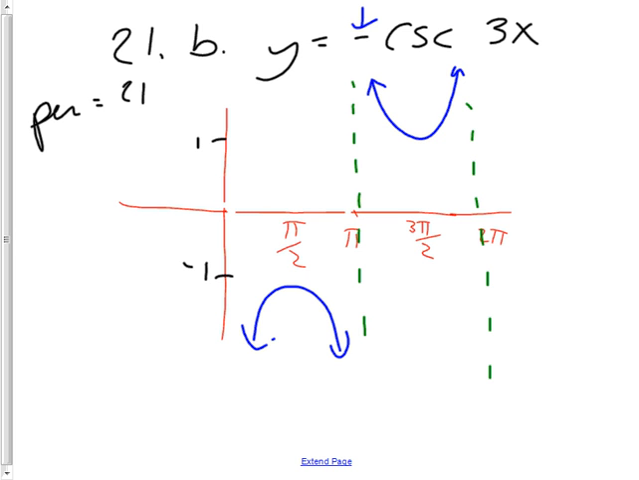Period equals 2 pi over b. Raise your hand if you remembered that correctly. Good. And the b is 3, so it's really 2 pi over 3. And that means 2 pi over 3. And now should I divide these all by 3? No, there's a better way.